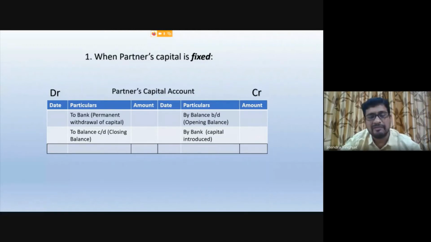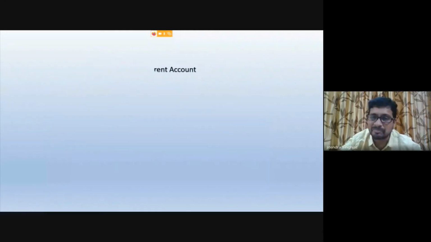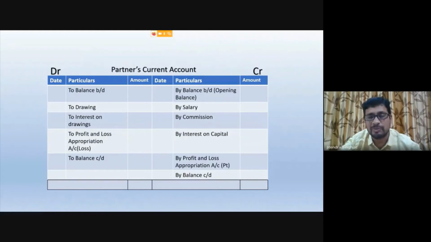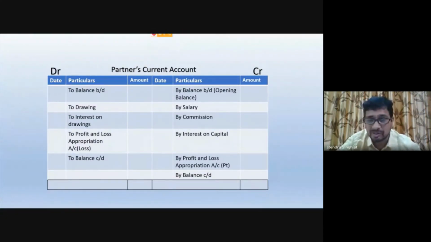Other than capital, everything whatever partner gets and partner has to give is recorded in partner's current account. You can see children here, partner's current account. It is prepared just like partner's capital account. Other than capital, anything which partner gets is recorded in credit side, like balance BD, if there is any opening balance, credit balance of partner's current account. Whatever partner gets, like salary, commission, interest on capital, or any profit share, is recorded in the credit side.